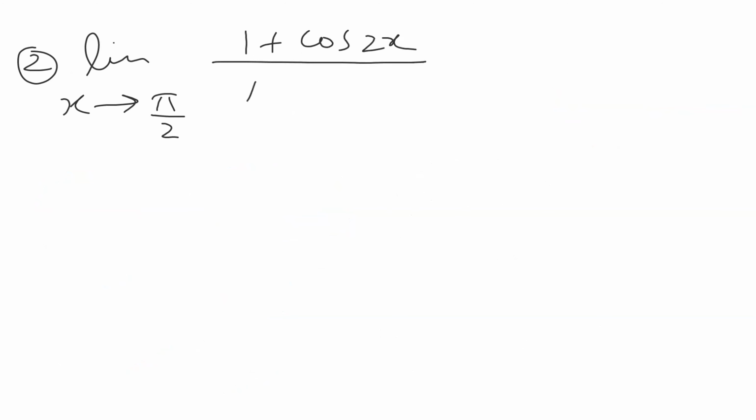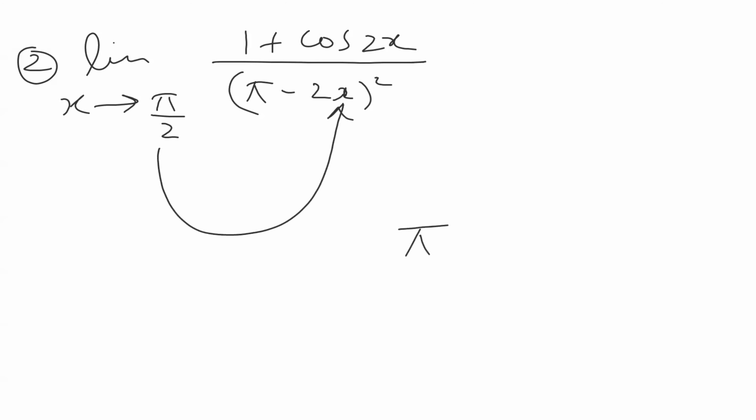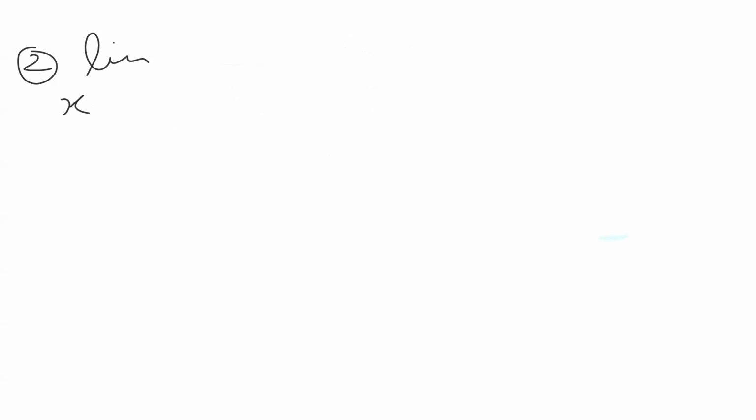Second problem says limit x approaching pi by 2, 1 plus cos 2x upon pi minus 2x the whole square. Fine. So now see, if you put pi by 2 over here, so pi minus 2 into pi by 2 the whole square. So 2 2 will get cancelled. Pi minus pi 0, 0 square is 0.